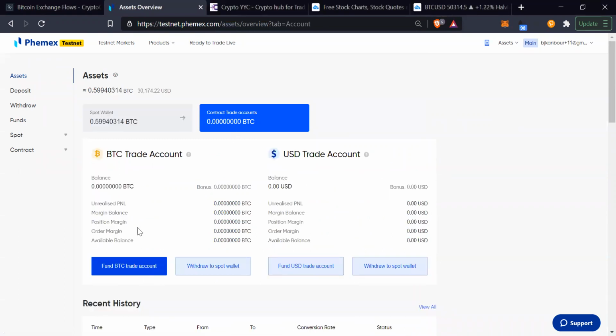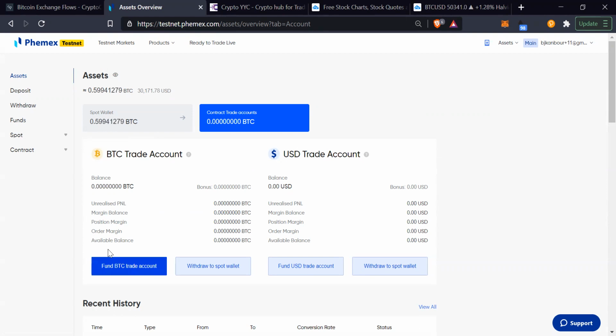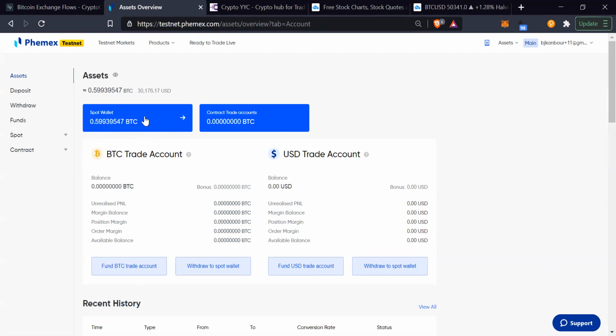If we click on this little square here, we'll see we have a BTC trade account and a USD trade account. If you hover over this little question mark, you'll see that this BTC trade account is used to trade the BTC USD pair. Hovering over this one, we see that this account is used to trade Ethereum, XRP, Chainlink, Tezos, all of the rest of the altcoins. So I'm going to fund both of these, moving the money from my spot wallet into my contract account. Think of your spot wallet as your savings account, and your contract account as your trading account where they allow you to use leverage.